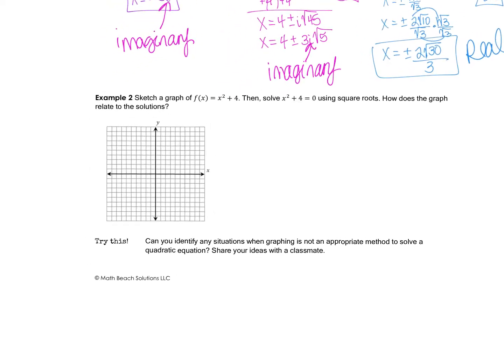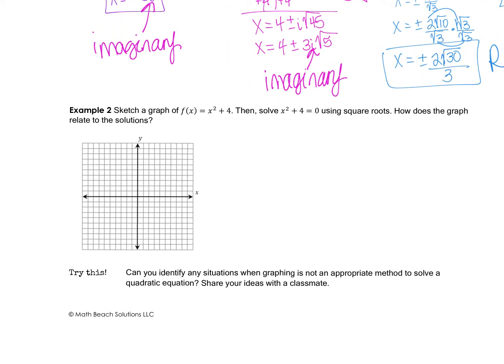Okay, so moving on. Example 2 says sketch a graph of f of x equals x squared plus 4. So like what we were doing yesterday, we're going to plug in x squared plus 4 in y1. In y2, make sure you type in your 0. And we're going to graph it. So if you go to your calculator, go to y equals, type in x squared plus 4. Type in 0 in y2. If you graph it, it's going to look like this.